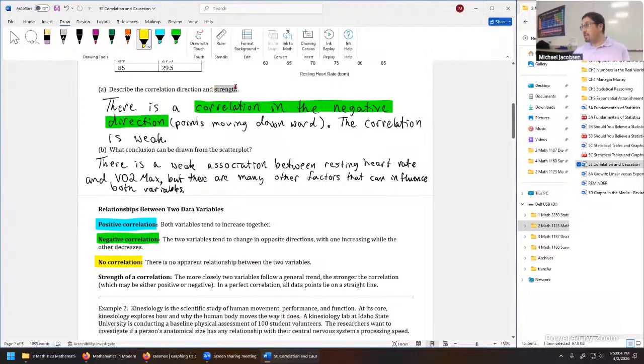We also had to assess the strength of the correlation, which was kind of unfair on example one. We never even defined it. But here's what we mean finally by the strength of a correlation. We'll say the more closely two variables follow a general trend, the stronger the correlation. It can be either positive or negative. So a very strong correlation means all the data lies very close to a straight line.